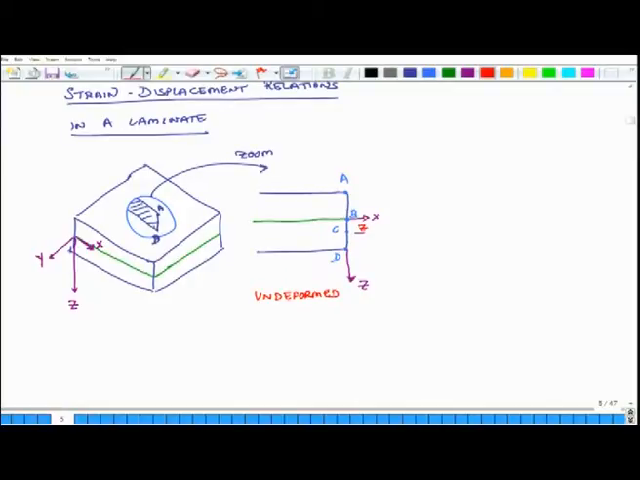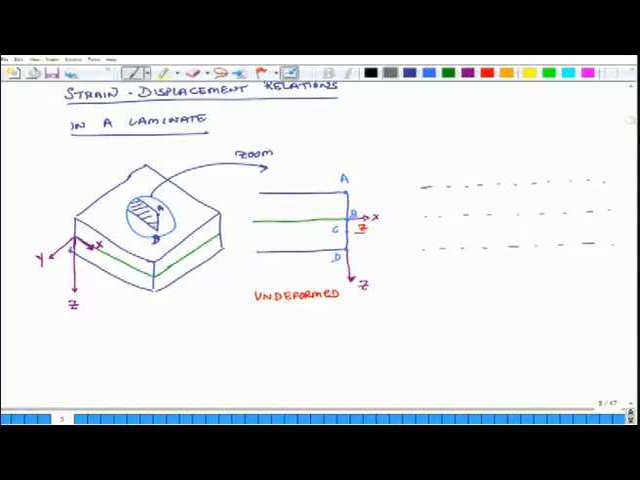This is the undeformed situation. Now, when I put some load on this composite plate, so I can put some extra mass or weight, then this composite plate is going to bend. So, what I will do is I will draw the bent configuration also. So, these are my original lines. Now, two things can happen.